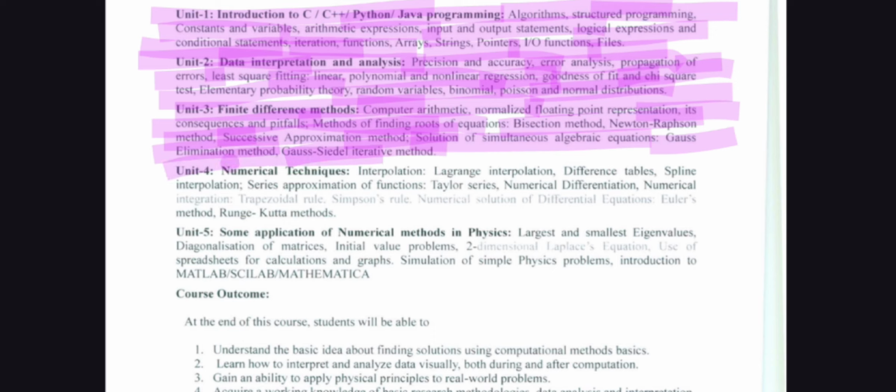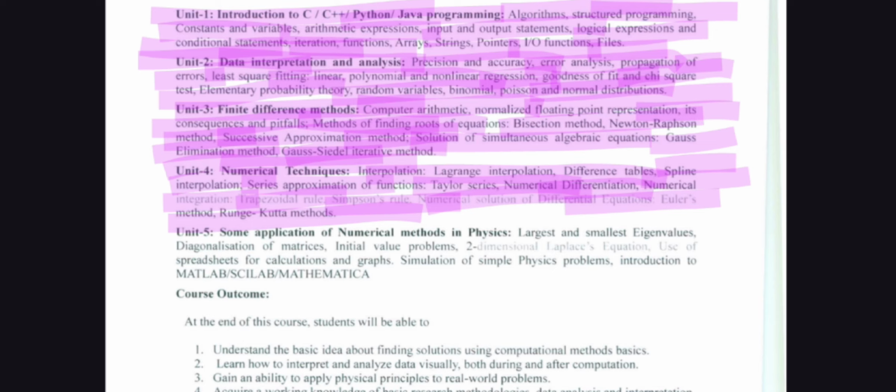Unit 4 is here. You see numerical techniques: interpolation, Lagrangian interpolation, difference tables, spline interpolation, approximations of functions, Taylor series, numerical differentiation, numerical integration, trapezoidal rule, Simpson's rule, numerical solution of differential equations, Euler method, Runge-Kutta method.